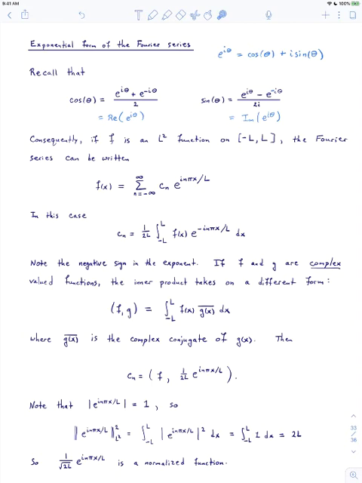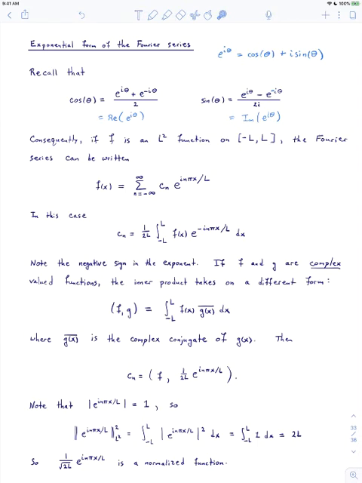So we defined the inner product for these L2 functions, but that was for real functions. If f and g are complex valued functions, the inner product takes on a slightly different form. The inner product of f with g is the integral from minus L to L of f of x times the complex conjugate of g of x dx. We didn't see that before because we were looking at only real valued functions. If g is real valued, then the complex conjugate of g is just g. But now we're looking at complex valued functions.